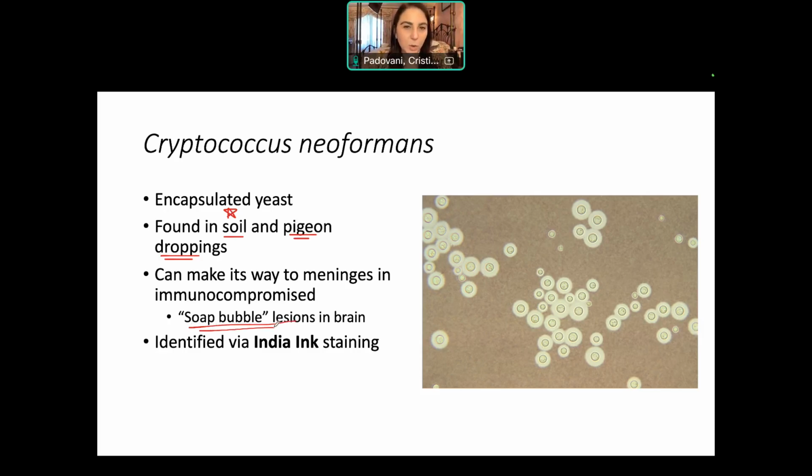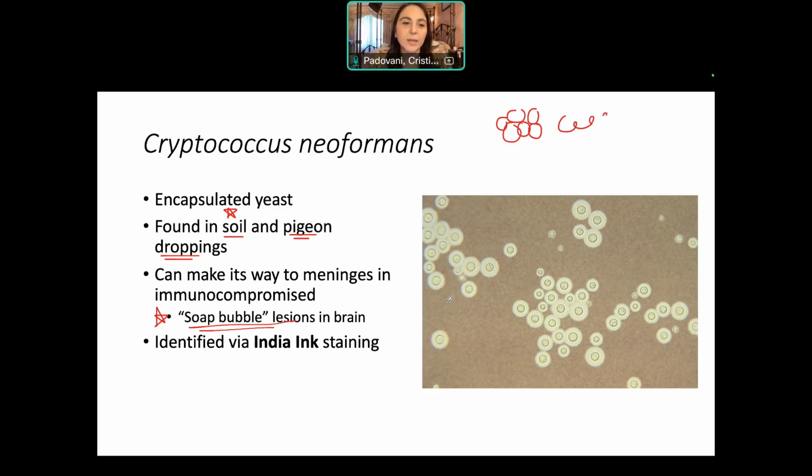I don't have a picture of what the soap bubble lesions look like. This term is used a lot in medicine, like some of the MSK cancers, they cause soap bubble lesions as well. But if you're looking at the brain, it just kind of looks like little bubbles, very light, thin, gentle, and they just look like bubbles. I don't know, but that's kind of what it looks like. But use the whole vignette to help you diagnose it.